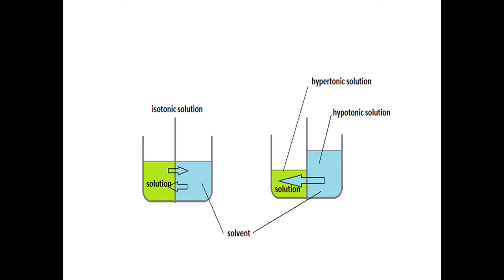If a solution has a low quantity of solute, then it must have a high quantity of solvent. And if a solution has a high quantity of solute, then it must have a low quantity of solvent. Solvent moves from high to low quantity. That means the direction of movement of water is always from hypotonic to hypertonic.